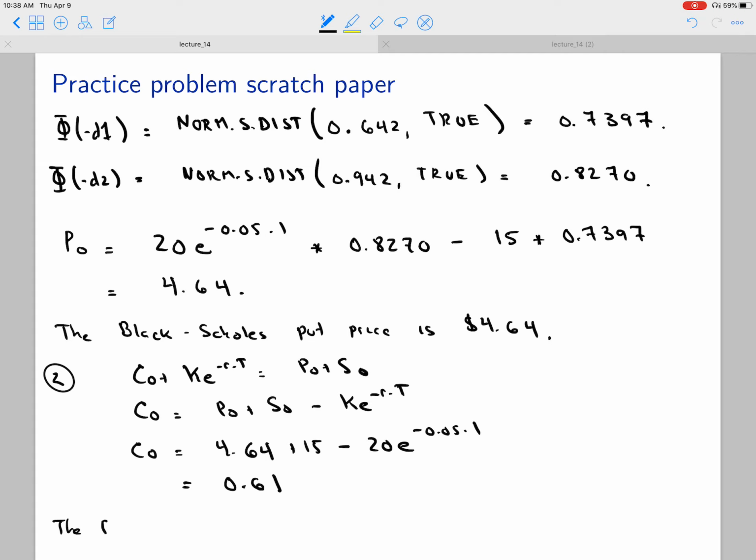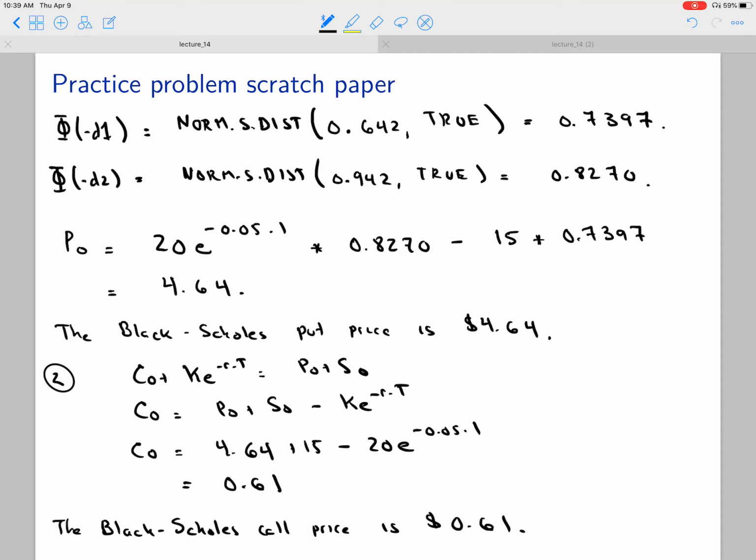So the Black-Scholes call price is 61 cents. You'll get the same exact answer if you were to just use the Black-Scholes formula. This is just going to be a way quicker way to do it and go about it.